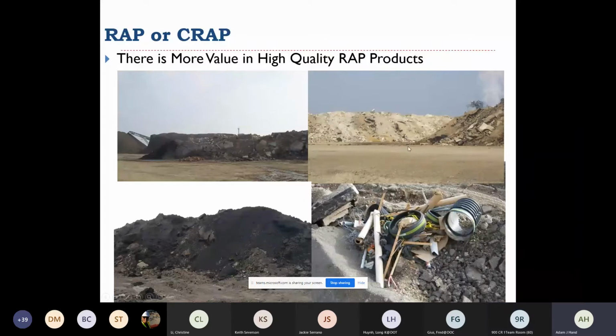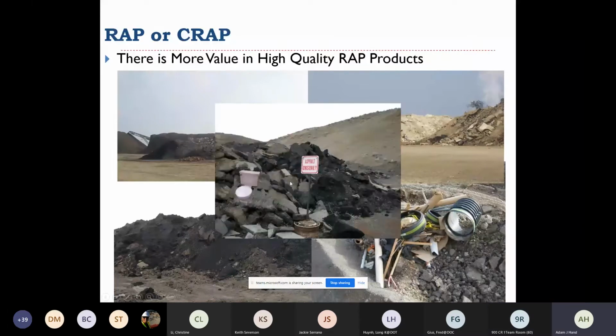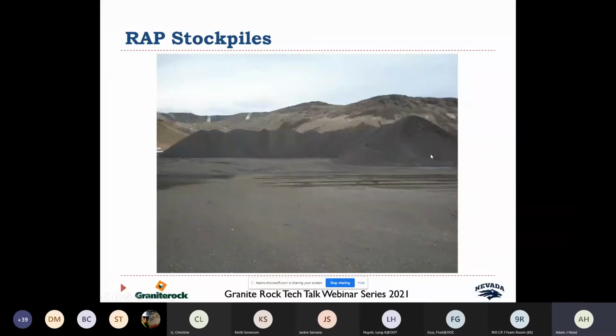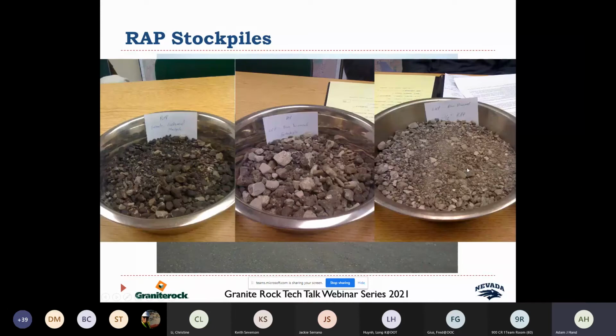So those were the piles I was talking about, and that's the pile with the toilet in it. But now I want to show you some really good looking piles. That's RAP, beautiful stockpile, beautiful material, very consistent. And I have actually seen, when I worked at Granite, RAP that was more consistent in terms of gradation than some virgin aggregate production. So you can get really good products. That's a beautiful RAP stockpile.